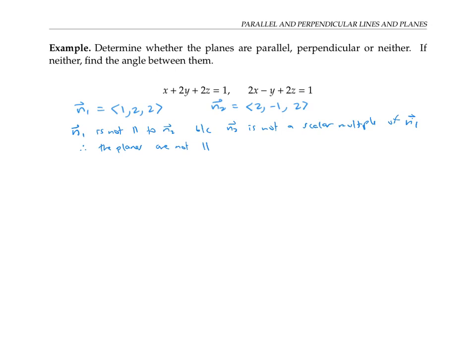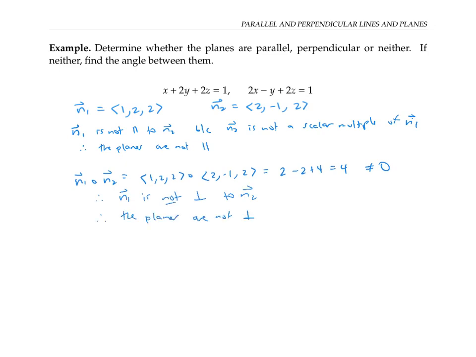Okay, so now let's check for perpendicularity. Are n1 and n2 perpendicular to each other? Well, to check for that, I can compute the dot product, n1 dot n2, and I get an answer of 2 minus 2 plus 4, which is 4, which is not 0. So the two normal vectors cannot be perpendicular. And so the two planes are not perpendicular.